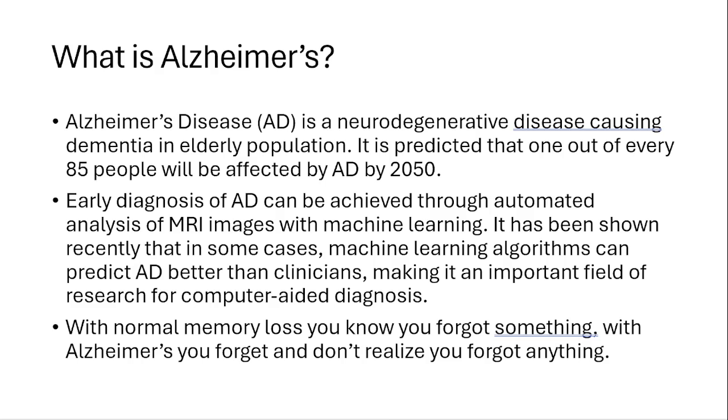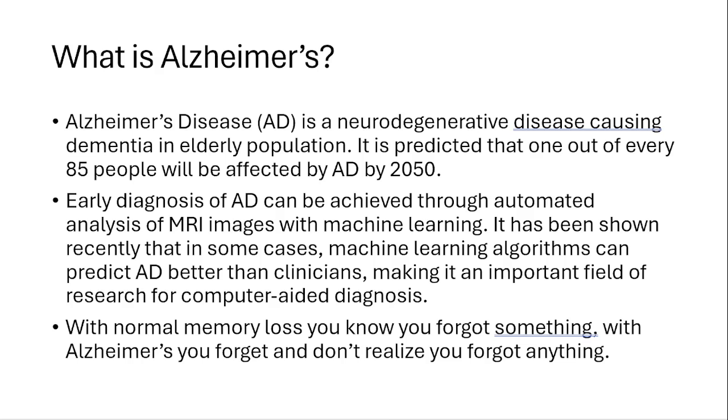So first, what is Alzheimer's? Alzheimer's, also known as AD, is a neurodegenerative disease causing dementia in the elderly population. It is predicted that 1 out of every 85 people will be affected by Alzheimer's by 2050. Now, early diagnosis is possible through analysis of MRI images and also with machine learning.